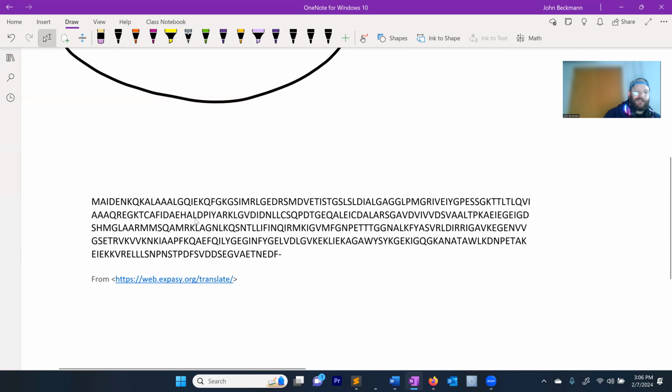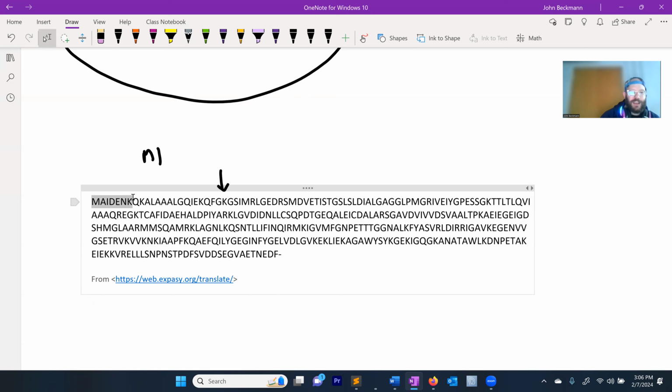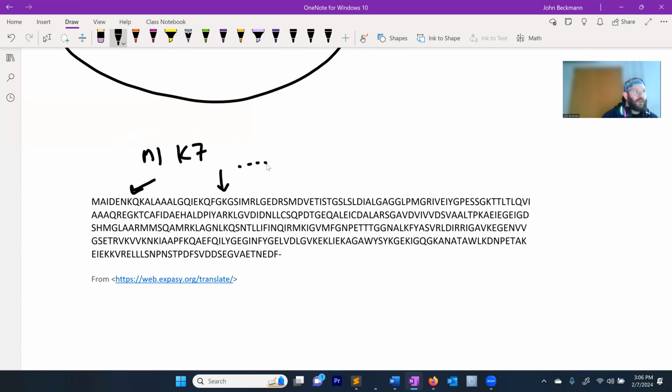Amino acids, the primary structure, have a notation. This residue is called methionine 1, M1. This residue here is K1, 2, 3, 4, 5, 6. Let's do this one: K1, 2, 3, 4, 5, 6, 7. This is K7 here. So this goes on and on. And if you make a mutation, there's a nomenclature to those mutations.